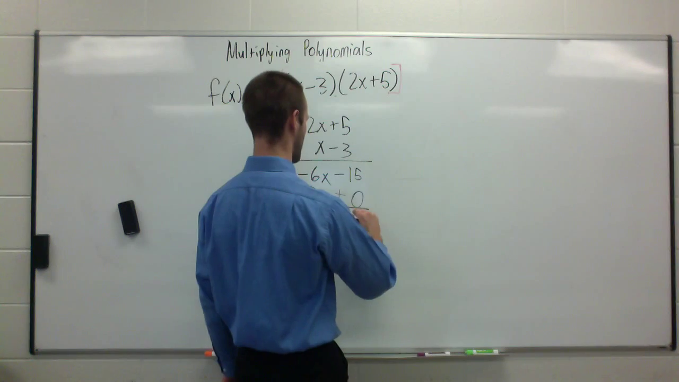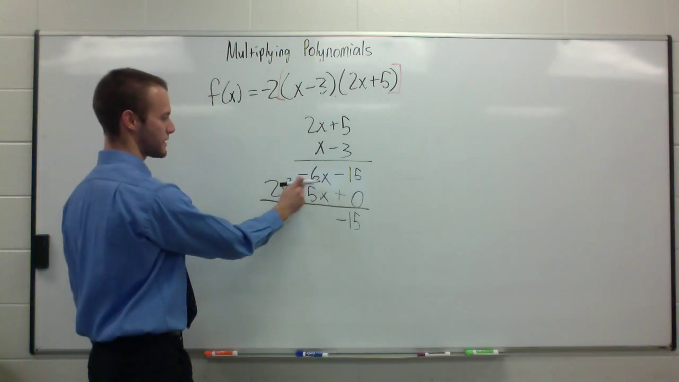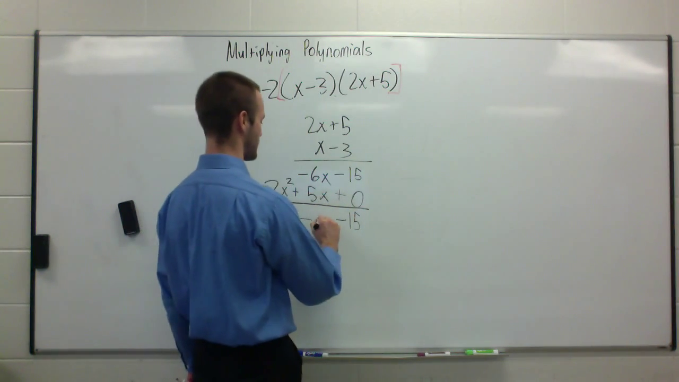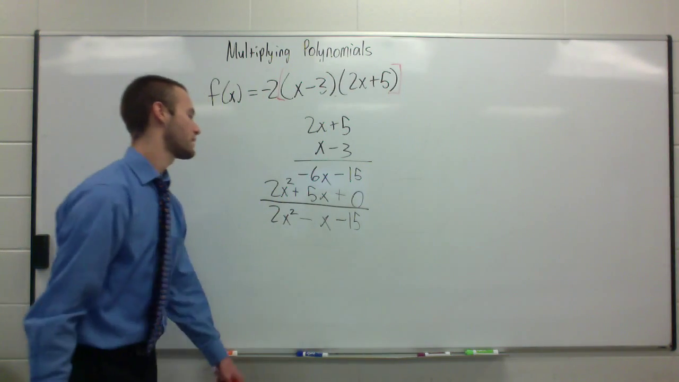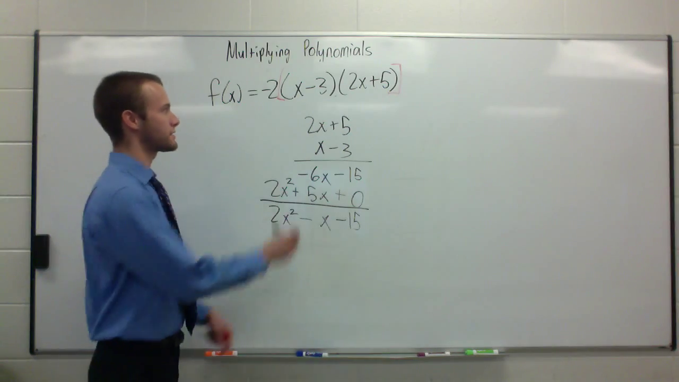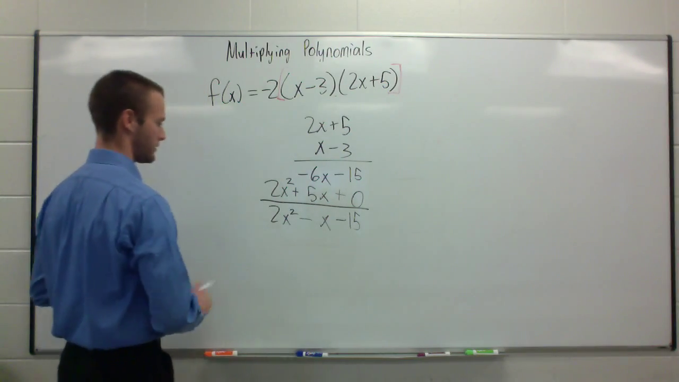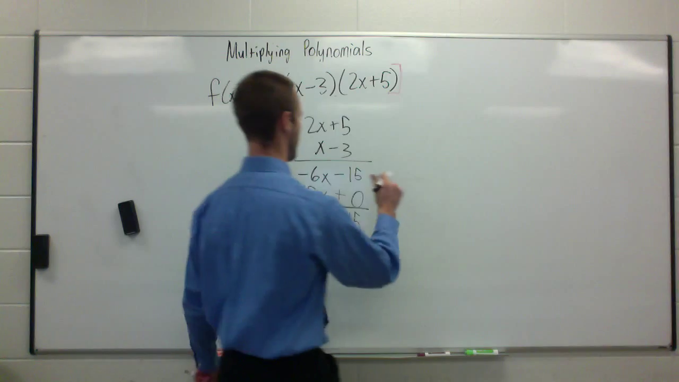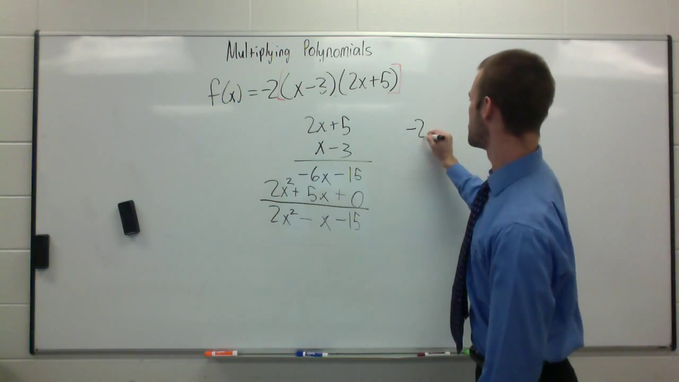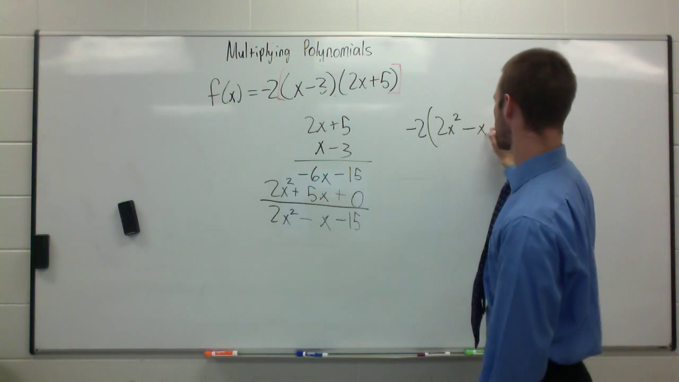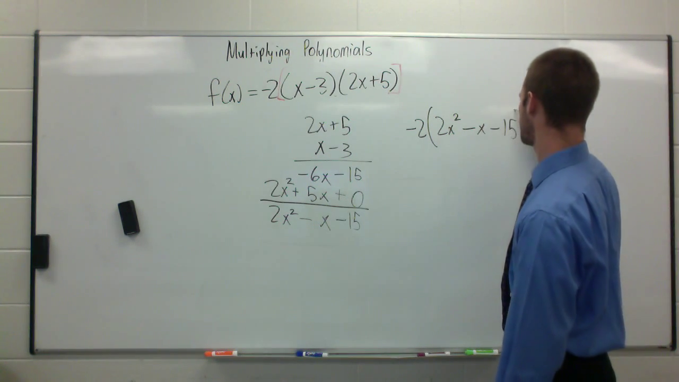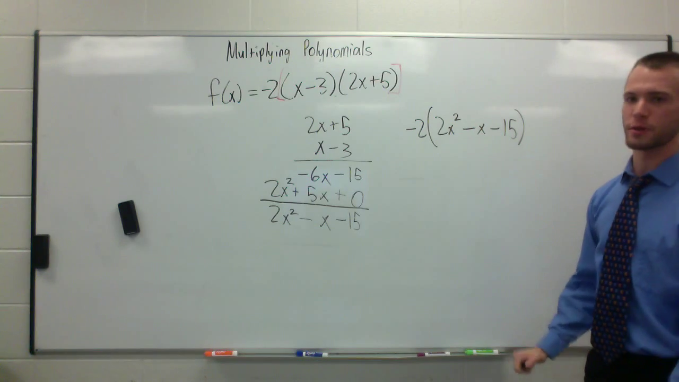And then we add down, so negative 15 stays by itself. Negative 6x plus 5x, that's a negative 1x. And then 2x squared. Now, I've multiplied this 2, but I still have the negative 2 out in front. So now I have negative 2 times 2x squared minus x minus 15. Now I just need to distribute the negative 2.